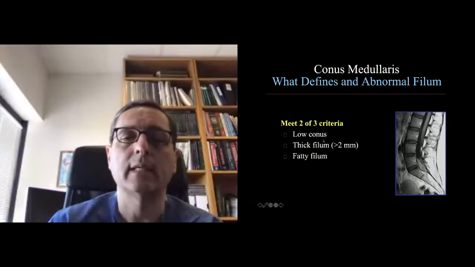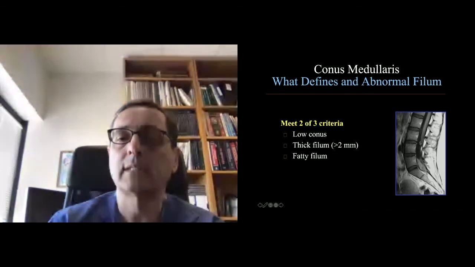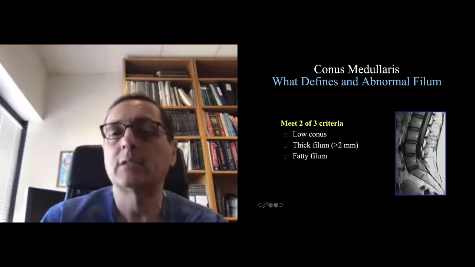And so in this case, the criteria are: a low-lying spinal cord, a low conus. So instead of L1, it might be at L3, L4, L5. In this case, this is the bottom of L3. The second is fat in the filum. So you can see this white signal here. That's a fatty filum. Fat is white, just like you see here under the skin. And the third is a thickened filum terminale, which you can see here, it's quite thick. So if you meet 2 of the 3 criteria, by definition, that is pathological.